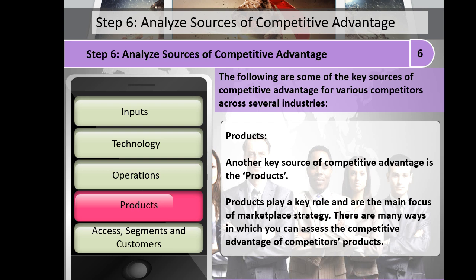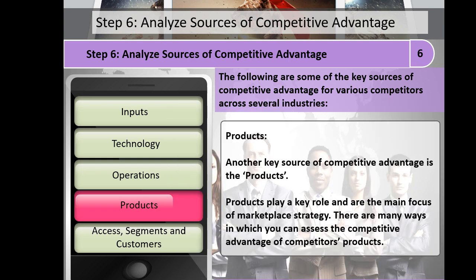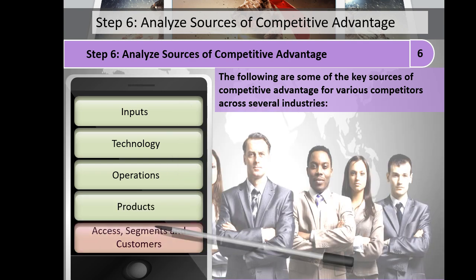The next is product. Product plays a key role and is the main focus of marketplace strategy. There are many ways in which you can assess the competitive advantage of competitors' products. For assessing your competitors' products, the most important thing to keep in mind is to look at the products from their customers' point of view and how their customers see them. For this purpose, you can use customer surveys as a useful tool in this analysis. You should analyze the product with respect to its technical performance features, as well as understand the source of customer value.